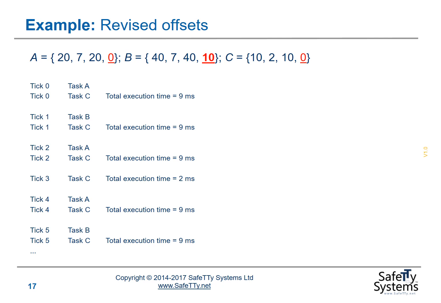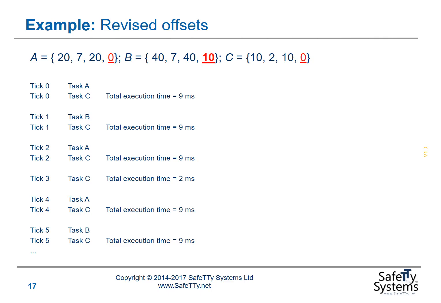So by adjusting the offset, we've leveled out the total maximum CPU load, and now we don't exceed more than 90% of the available tick interval in any set of task releases in this schedule.